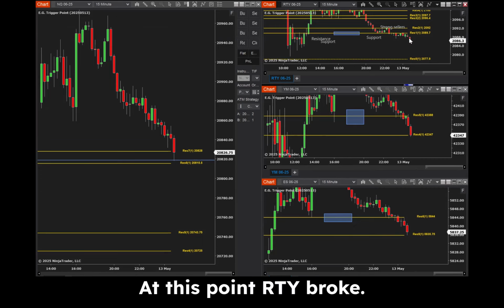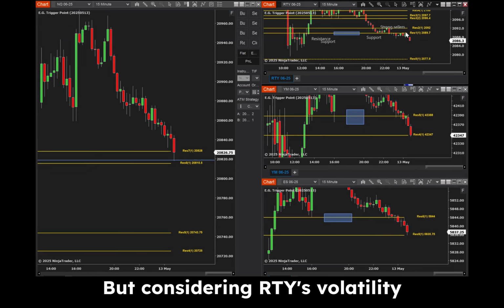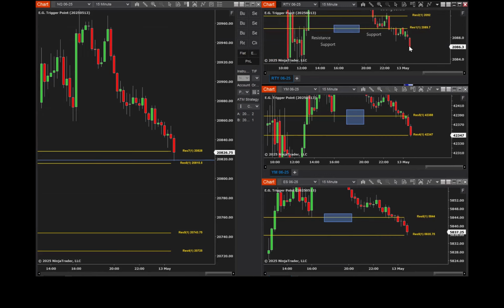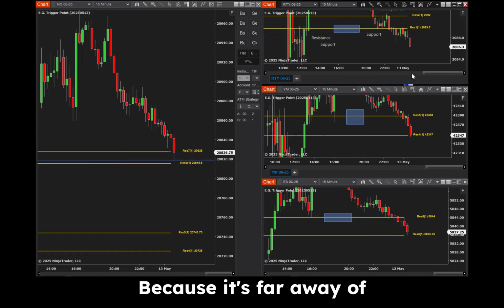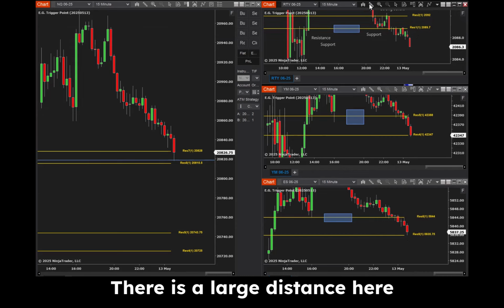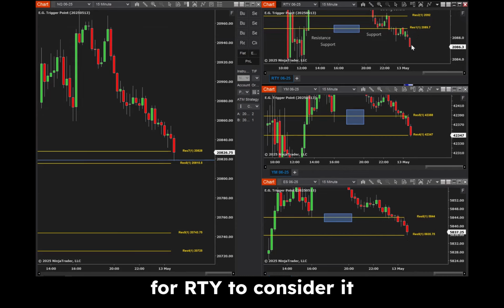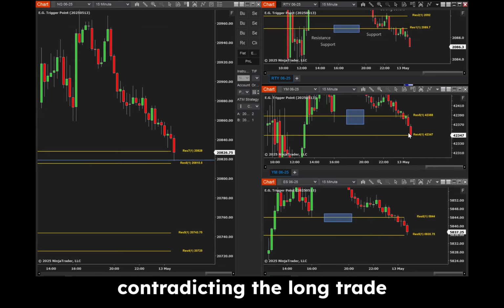Okay, guys, at this point, RTY broke. This is a resistance, but considering RTY's volatility, at this point, RTY is below resistance. It is not contradicting going long on the other instrument. Okay, why? Because it's far away from resistance and it may go up higher. There is a large distance here for RTY to consider it contradicting the long trade I want to take here.